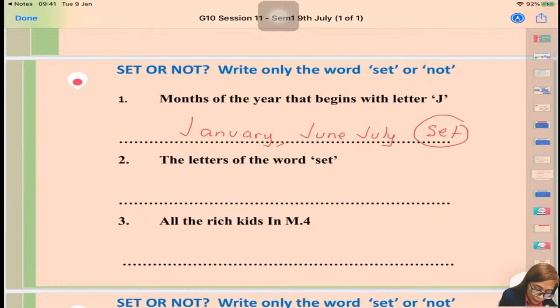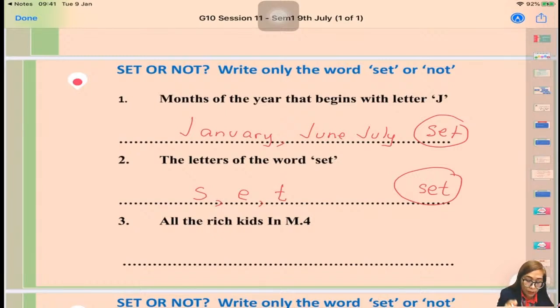Okay, how about the letters of the word set? The letters of the word set, we have S, E, T. S, E, T. So meaning this is a well-defined collection. If it is a well-defined collection, it is a set.